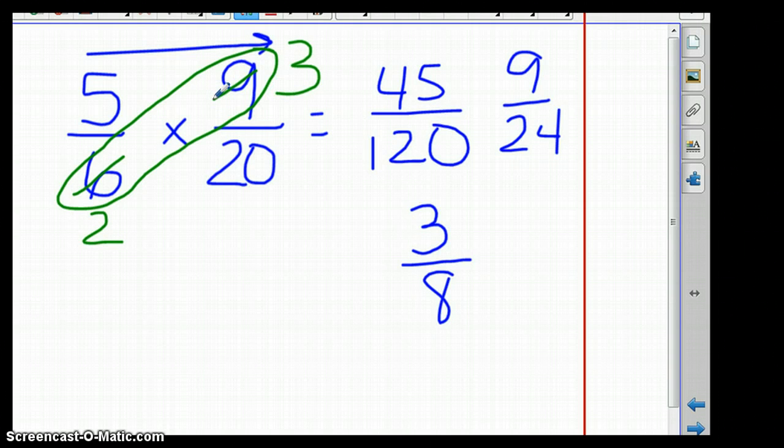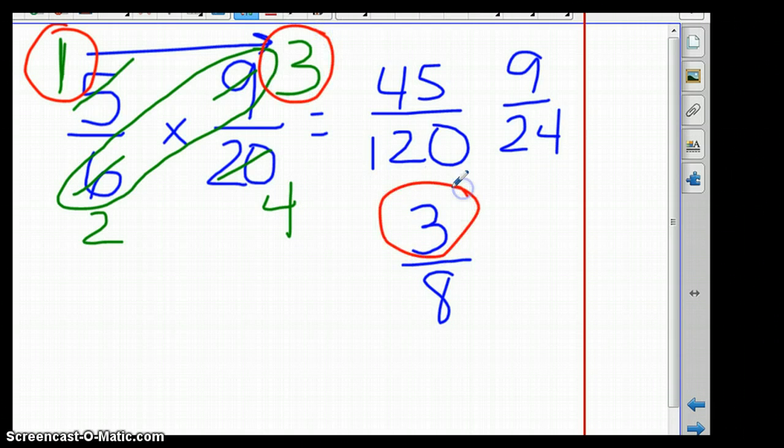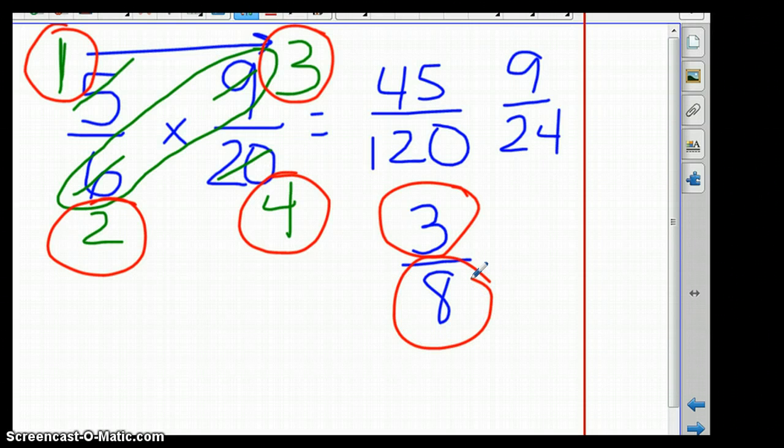Then I look the other direction at the 5 and the 20, and I say, is there a number that goes into 5 that also goes into 20? Well, yeah. I can divide 5 by 5, and it goes in there 1 time. And then I can divide 20 by 5, and 5 goes into 20 4 times. Now my new numbers are 1 times 3, which is 3, and 2 times 4, which is 8. I get 3/8. I don't have to simplify my answer because I simplified it before I ever started. Not only did I make my answer easier, I made the multiplication that I had to do easier as well.